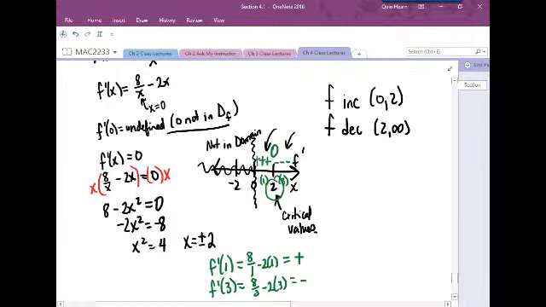Okay. And then the last thing is we need to know where we have any local extrema. So do we have any local extrema here? Well, remember, increasing and then decreasing looks like this, right? So we have a hill. So it looks like we do have a local maximum at x equals 2.